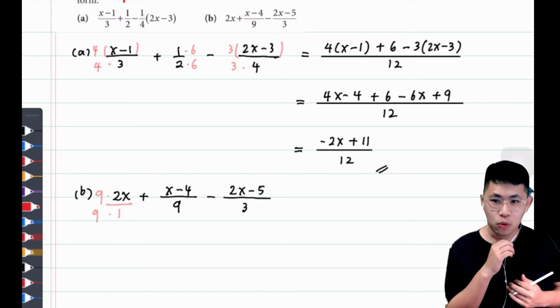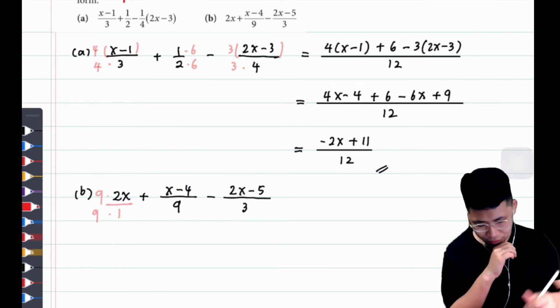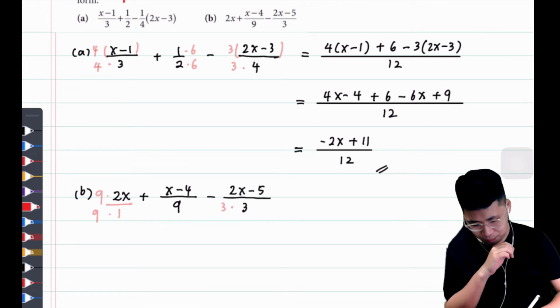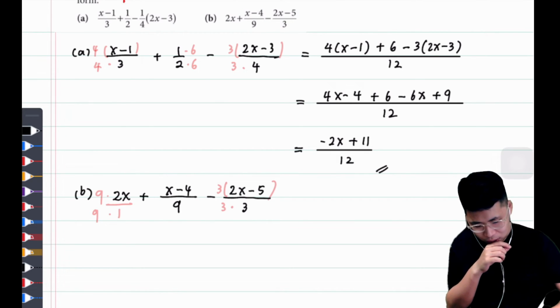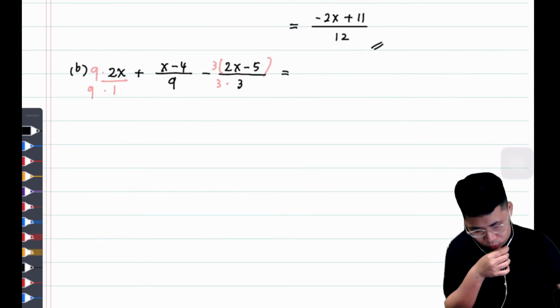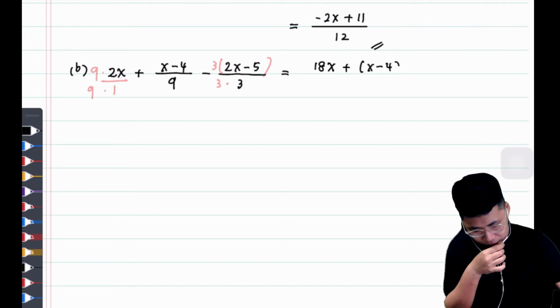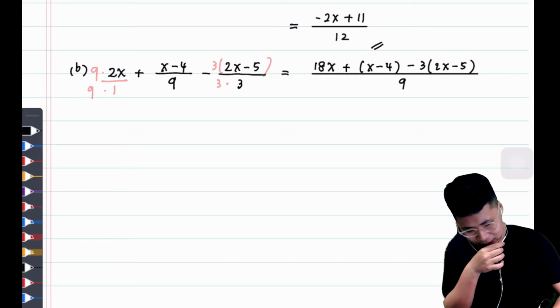Second fraction, do we need to do anything? The denominator is already 9. Third fraction, we times 3 at the bottom. We also need to times 3 on top so that the denominator is 9. So let us add this out together. So on top, 9 times 2x would be this, plus x minus 4, minus 3 groups of bracket 2x minus 5. Whole thing over common denominator of 9.